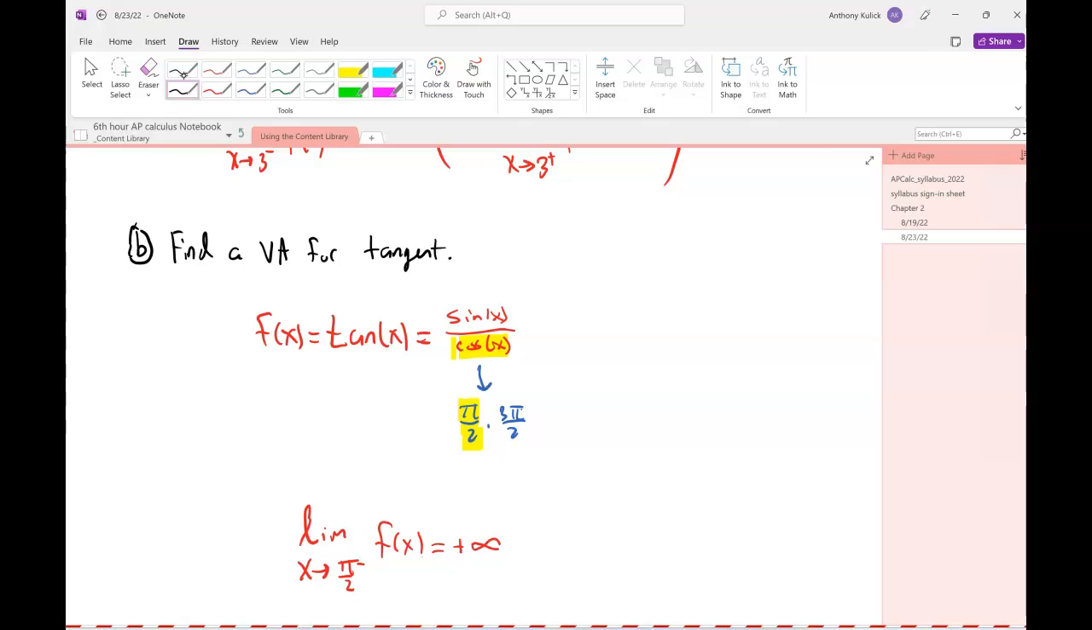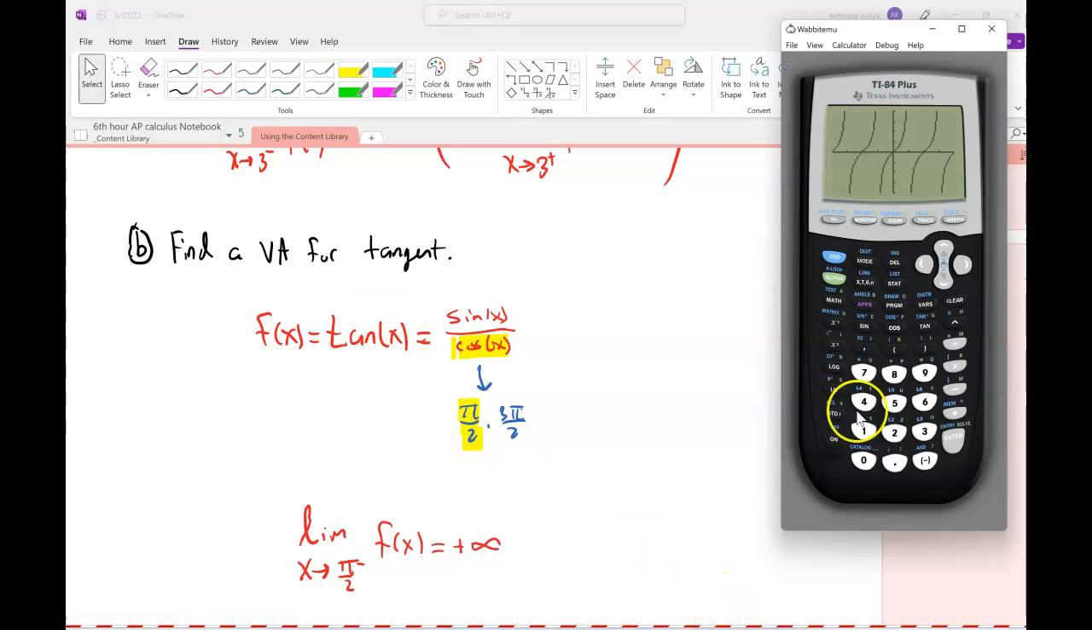Yes, sir. Could you go back to the graph? Sure thing. So why would the left-hand be positive? Okay, so pi over 2 is right here, correct? So this vertical line is pi over 2. So the left side of pi over 2, that part of the graph is pointing up towards positive infinity. And then the right side of pi over 2 is this part of the graph that's pointing down towards negative infinity. Does that feel good? Excellent.